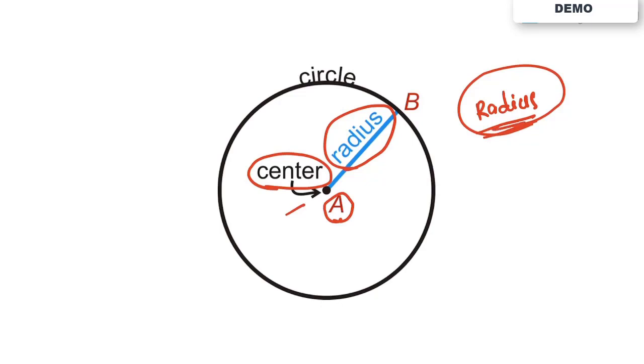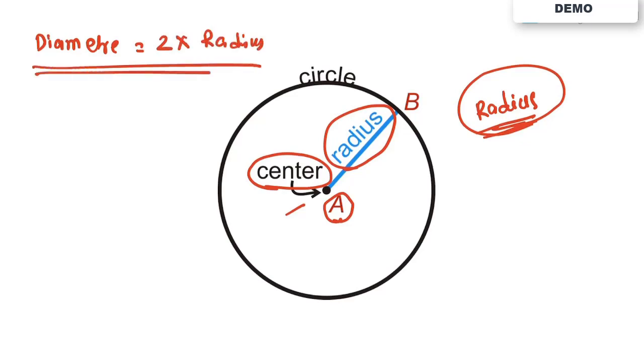Now there is another term that is called diameter. Diameter is equal to 2 times the radius. You note it down on your copy. That was all about the terminologies.